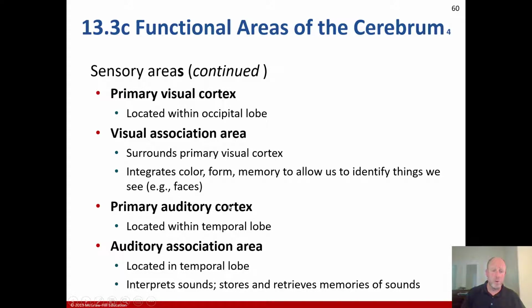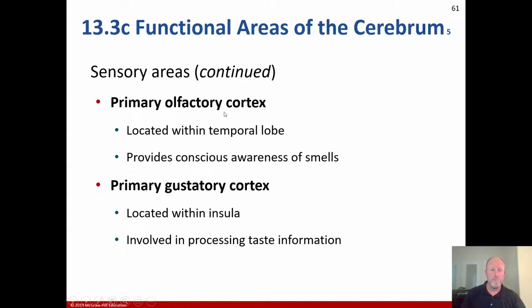The primary auditory cortex is located within the temporal lobe, closer to the ear, would make sense. Yeah, well, it seems to make sense considering the fact that we get to the occipital, which is more a region for vision, so it doesn't necessarily hold that way, does it? Auditory association area is located in the temporal lobe, interprets sounds, stores and retrieves memories of sounds.